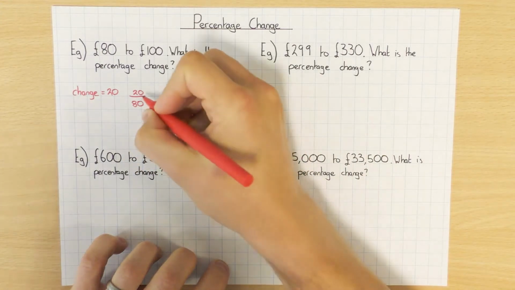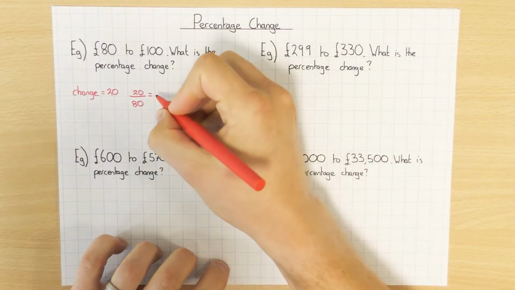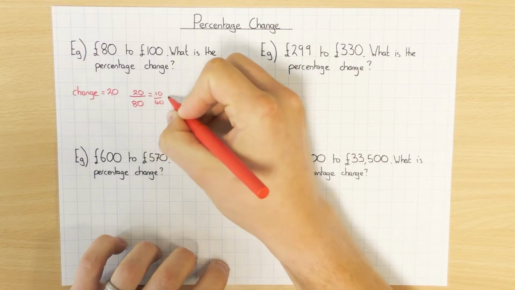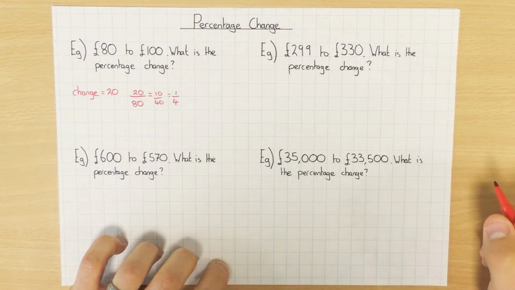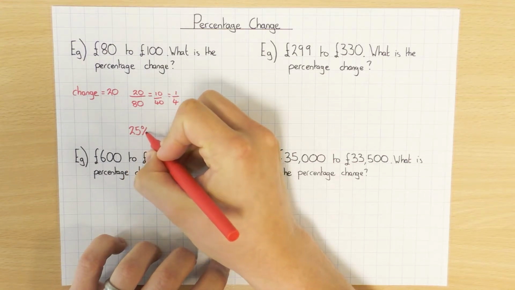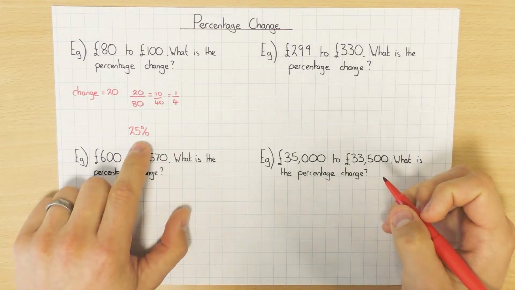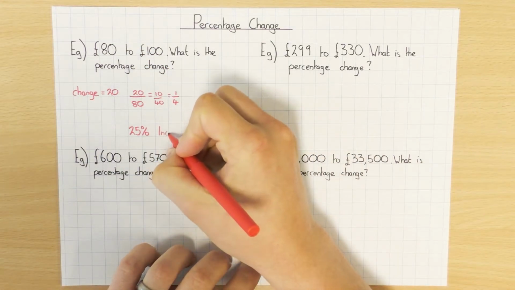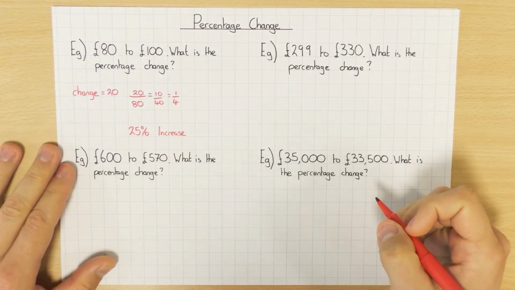If we were to simplify that, these first two are going to be non-calculator examples. We can divide both of those by 20, or you can go half and then a quarter. We find that we have 1/4, and we should know that 1/4 is 25%. So the percentage change there is 25%, but don't forget to put whether it's increasing or decreasing. 80 to 100 is quite clearly an increase, so the percentage change in this particular question is a 25% increase.